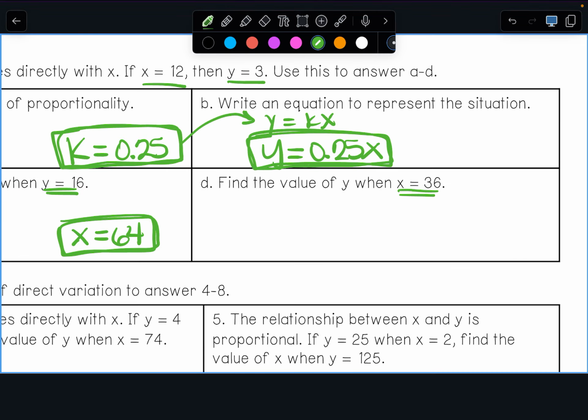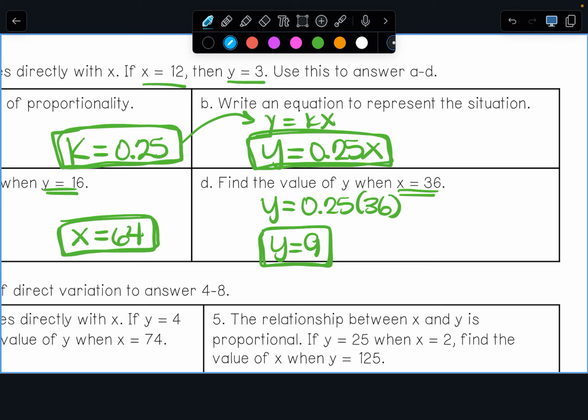Find the value of y when x is 36. This time we're going to plug in for x. Y is equal to 0.25 times 36. When you multiply that out, you get y is 9. And it says, use your knowledge of direct variation to answer 4 through 8.